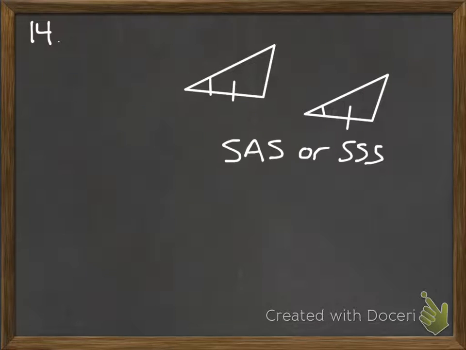Alright, this is number 14. Looking at these two triangles, do we have enough information to say they're congruent? And right now, looking at them, I would say no, because we have angle, angle, and a side, and over here, angle, and a side. So what I would say is the easiest thing to do is to have another side, and it's got to be the side next to the angle. So what we need is we need this side to be congruent to that side.